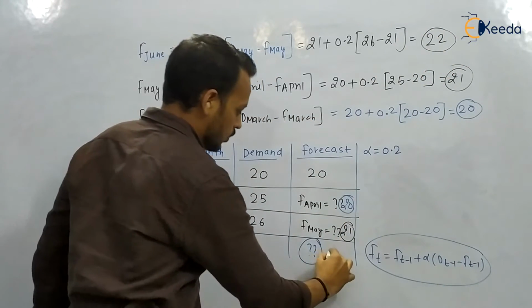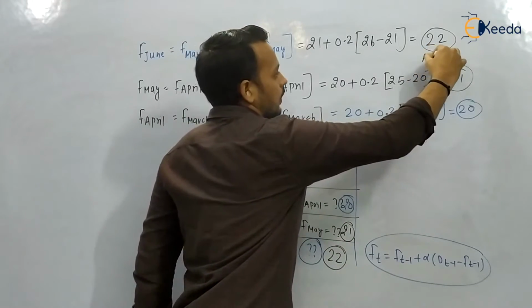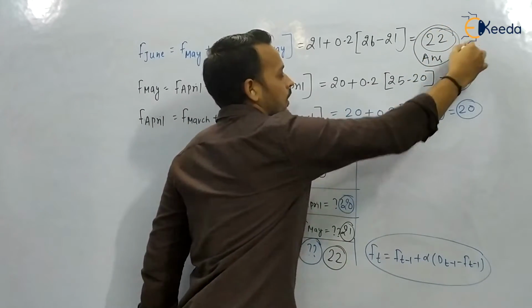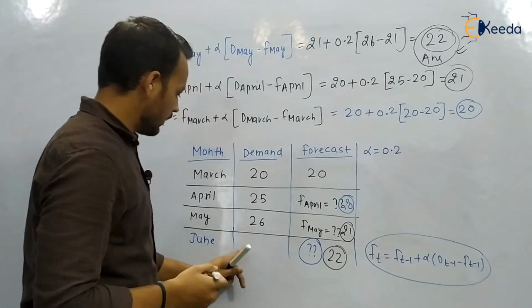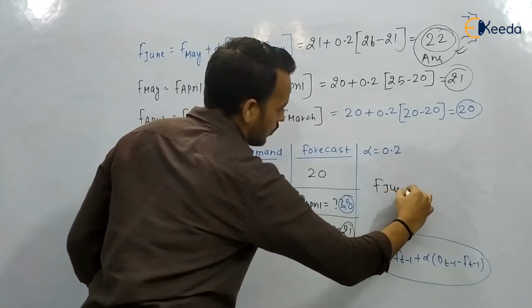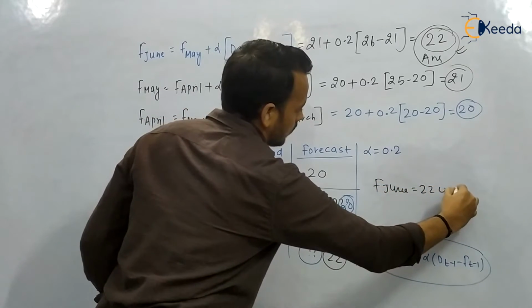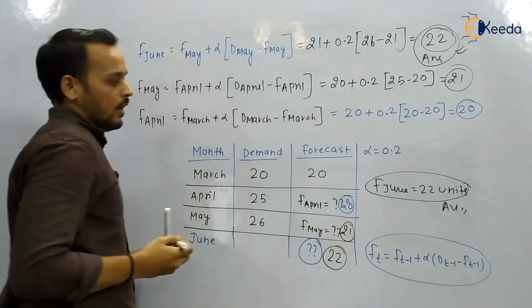So we can write here 22 units. Okay, this 22 is our answer. It was a 2 marks objective question. So the final answer we can say is that the forecast for the month of June is 22.